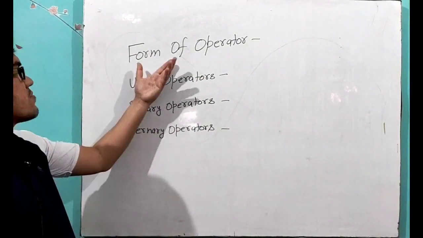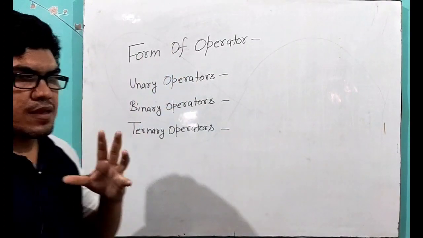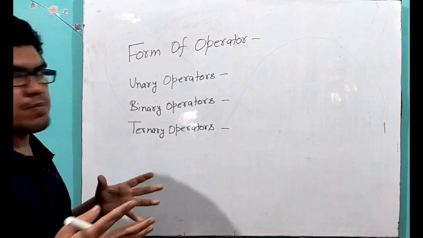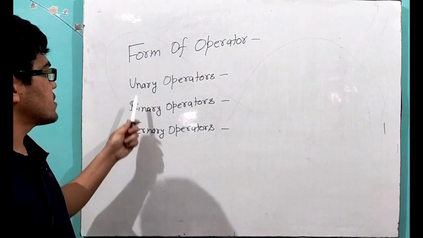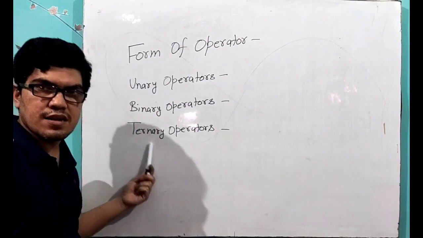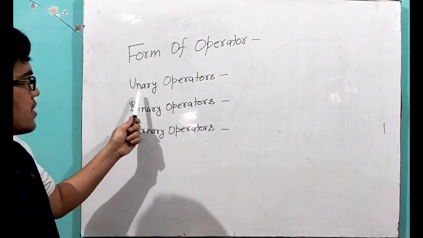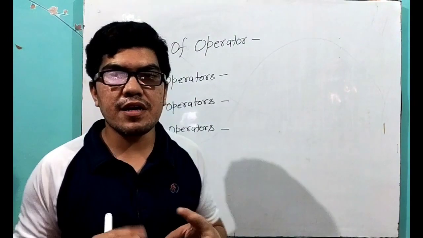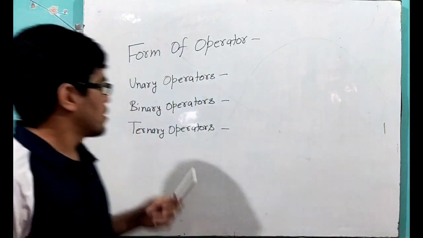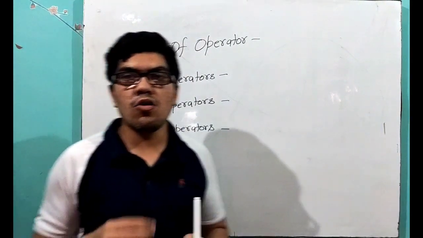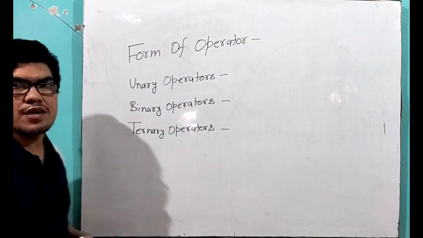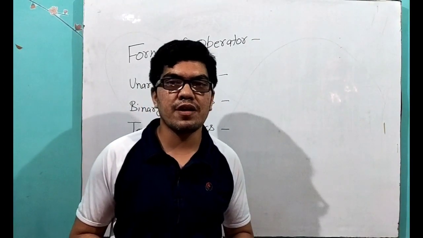Now the next thing is the form of operators. In Java, operators can be divided into three categories. First is the unary operator, second is the binary operator, and third is the ternary operator. Unary operators require only one operand to perform an operation. Binary operators require two operands to perform an operation, and ternary operators require three operands to perform an operation.